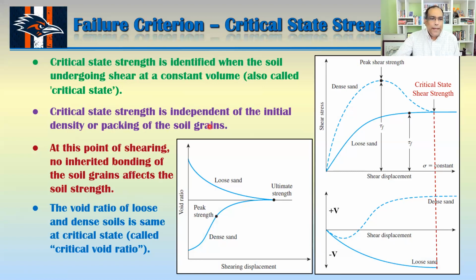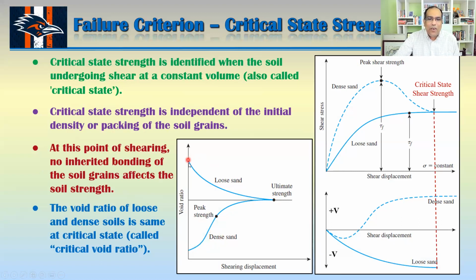Okay. Now the void ratio of loose and dense soil is the same at critical state, called the critical void ratio. So you can see for dense sand, the volume is actually increasing.